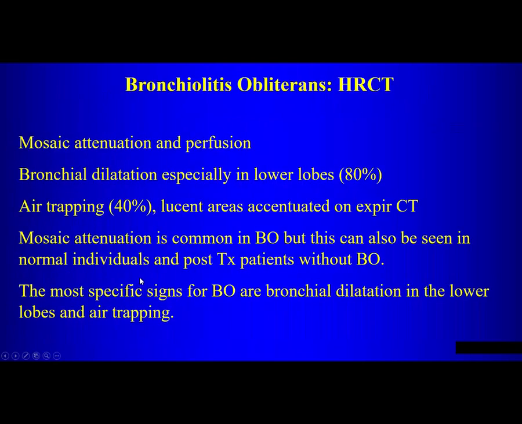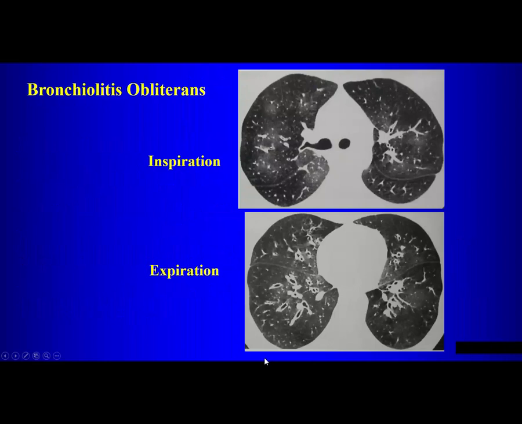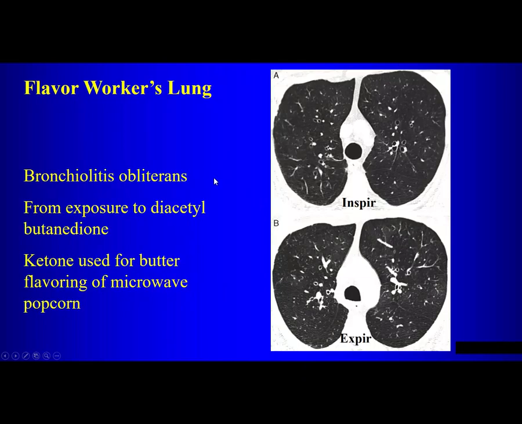You might also see mild bronchiectasis in these cases. So we look for mosaic attenuation and really mosaic perfusion with bronchiolitis obliterans. We might have mild bronchial dilatation. We look for air trapping on expiratory views. Okay? So the most specific signs for bronchiolitis obliterans: bronchial dilatation within the lower lobes associated with air trapping. So on expiratory views, we see the air trapping, and we see some parabronchial thickening, mild bronchiectasis. So these are the classic findings of bronchiolitis obliterans.